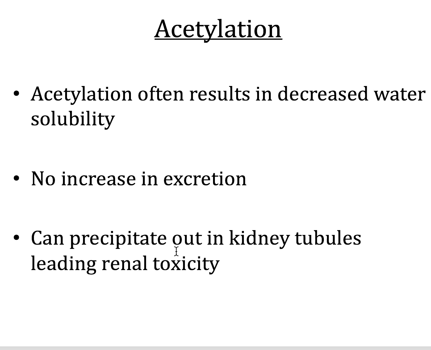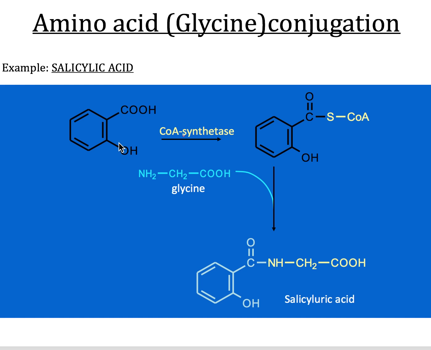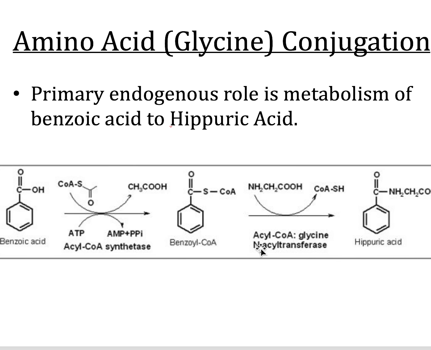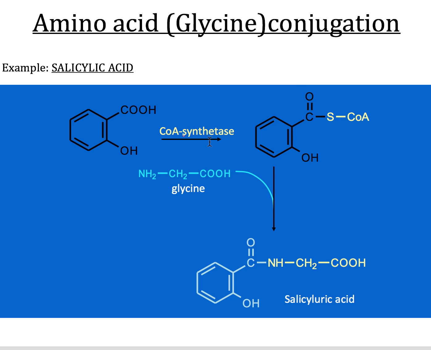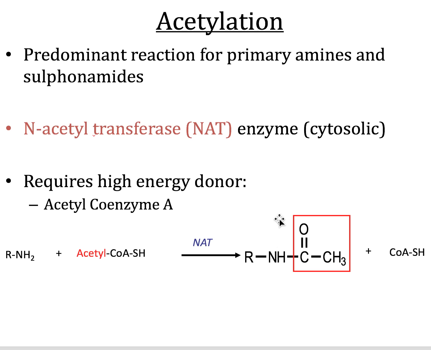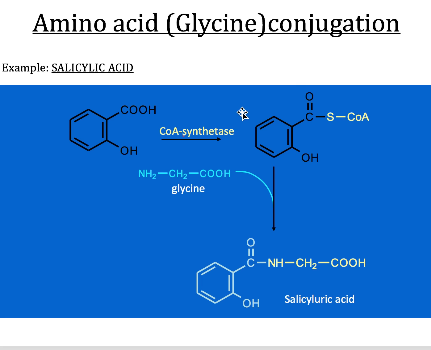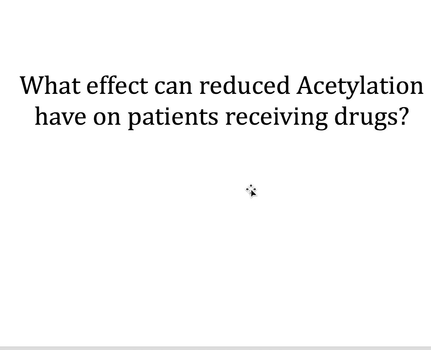Right, so if you go back to acetylation, the enzyme we use is N-acetyltransferase. So notice the difference between amino acid conjugation and acetylation. And in amino acid conjugation, you might want to put the name of the amino acid that you're conjugating as well, to make it more apparent to the reader or the learner.